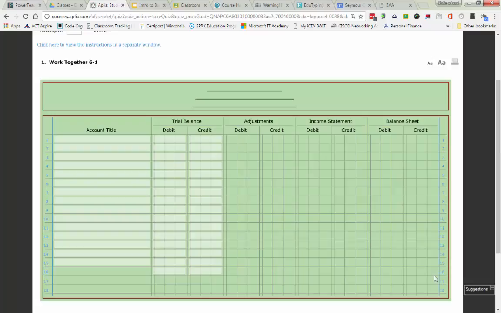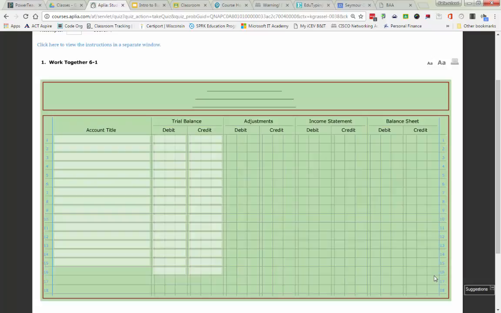So right here is going to be the list of all of our accounts, and I will tell you this, the accounts need to be in the correct order. Okay? What order do they go in? Assets, liabilities, owner's equity, revenue, and expense. They need to be listed in the order you would find them in your ledger, and the ledger is where you posted to in your reinforcement activity.